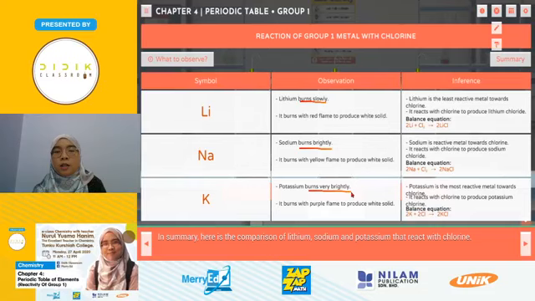The same goes for sodium. It burns with chlorine to produce sodium chloride, which is also a white solid. And then potassium, when reacting with chlorine, produces potassium chloride, also a white solid.